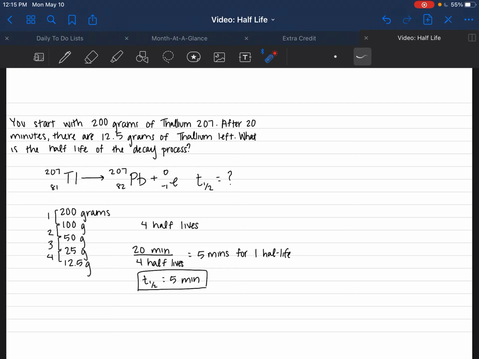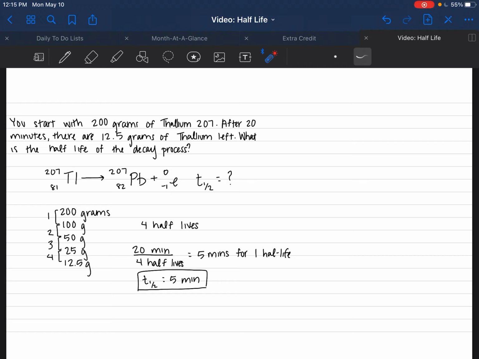We know that it took a total of 20 minutes. So once again, we just set up our division: 20 minutes divided by those 4 half-lives. That can tell us that every half-life is 5 minutes, and that should have an F there, but you know what it means. So for every half-life, it takes 5 minutes. So that T with the little subscript of 1/2 is 5 minutes.